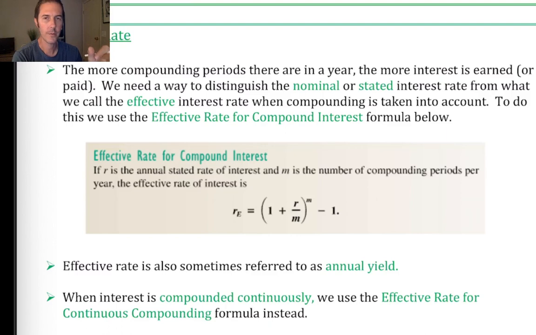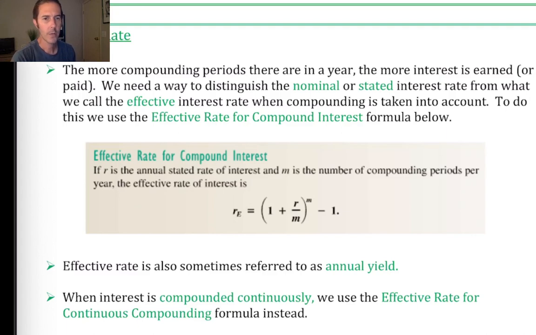What if you were to figure out a continuous interest rate that could be applied that would ultimately cause you to pay the same amount of interest by the time you got to the end of the year? You can see that there's a distinction that has to be made there. So that's the kind of distinction that we're talking about. Let's go in and look at this formula. This is the effective rate for compound interest.